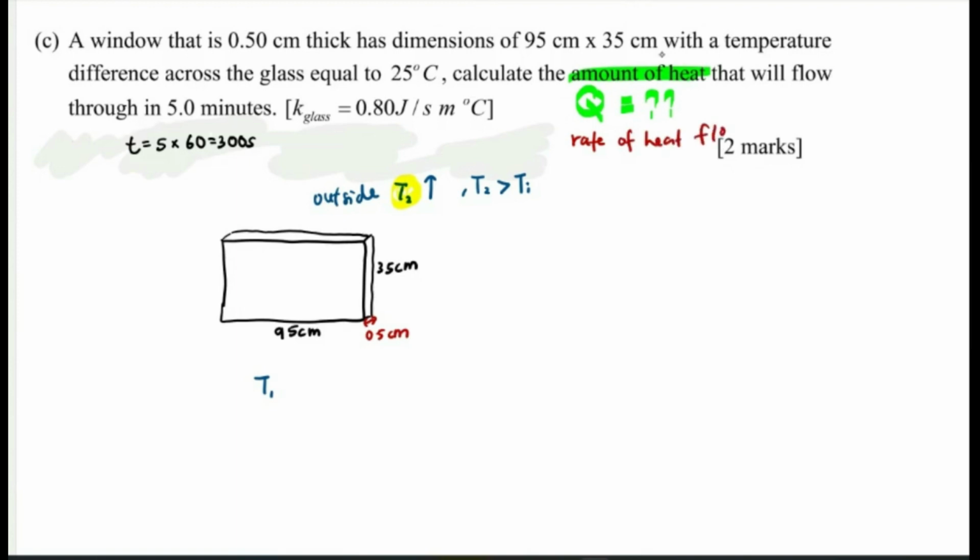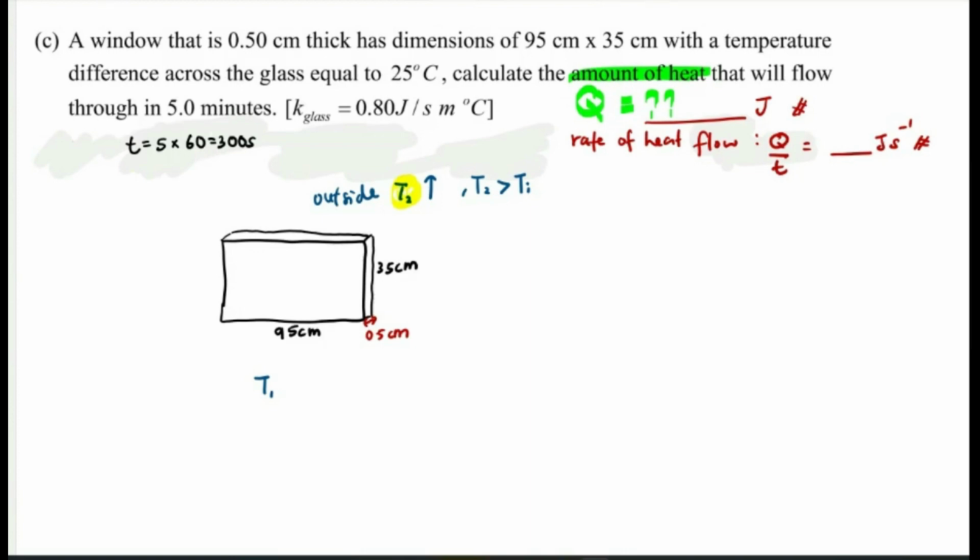the rate of heat flow, maknanya soalan minta awak kira Q over T. Di mana Q over T unit dia adalah joule per second. Jawab, jangan salah unit. Tapi soalan kali ini dia minta the amount of heat that will flow through the window. So the answer must be in joule. Beza dia nak suruh kita kira Q, bukan Q over T. Baca betul-betul soalan. Alright? Okay.